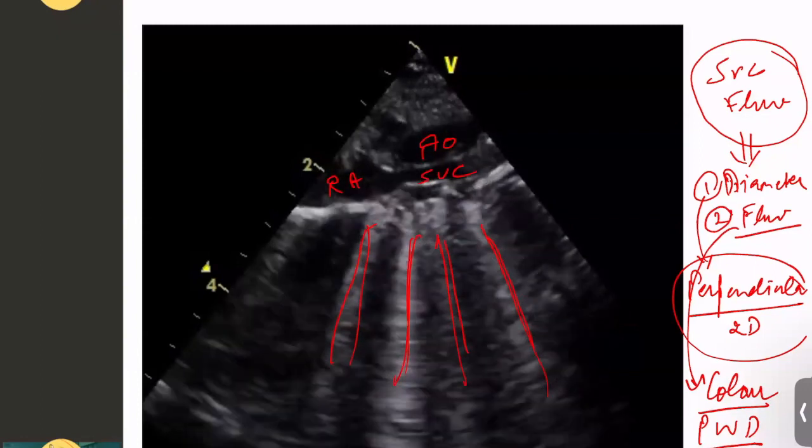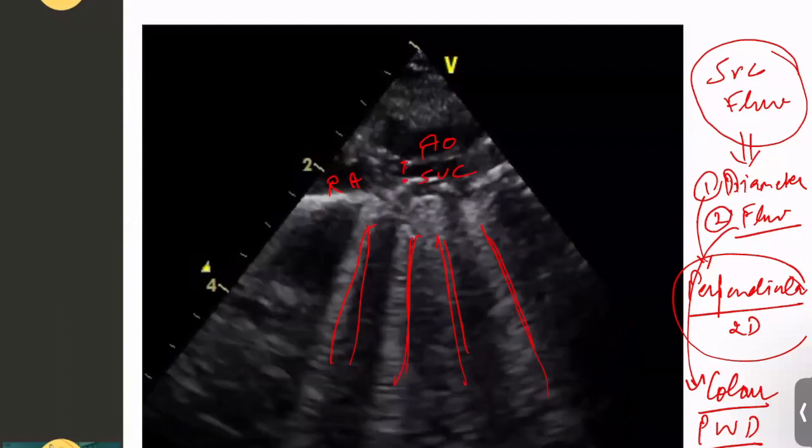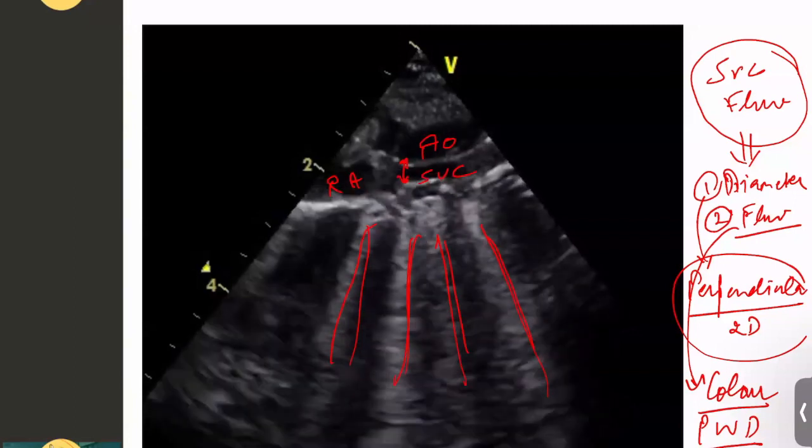So you can freeze this image. Suppose I freeze it, then at the point where it is entering the RA, you assess this diameter. The second way of assessing the SVC diameter, because it may also change a little bit, is to take the mean during inspiration and expiration. For seeing the diameter during inspiration and expiration, we have to use M mode. Okay, so that is the superior vena cava.